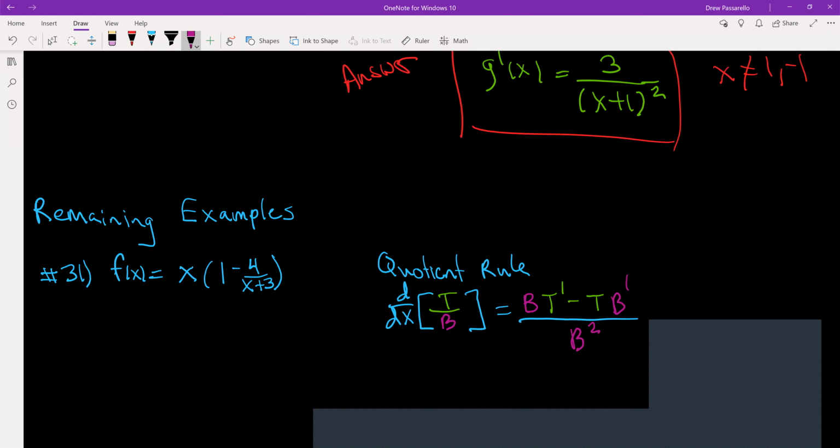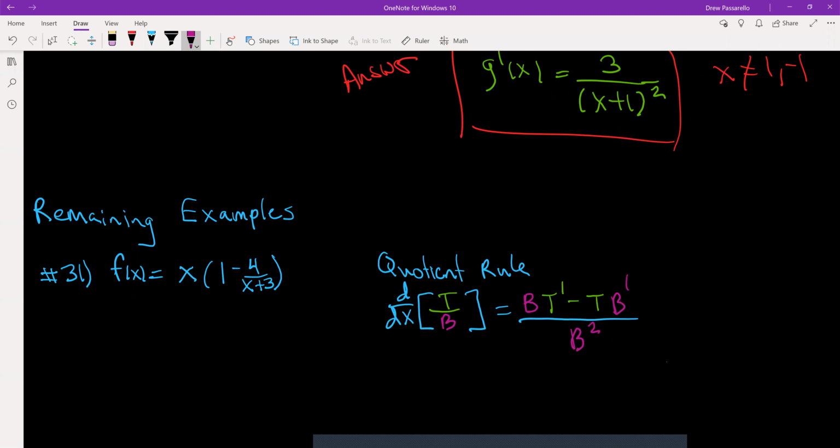All right, so this is going to cover the remaining examples that I left off with from the last video. And so I'm just going to jump right into it. So number 31 has f of x equal to x times parentheses 1 minus 4 over x plus 3.